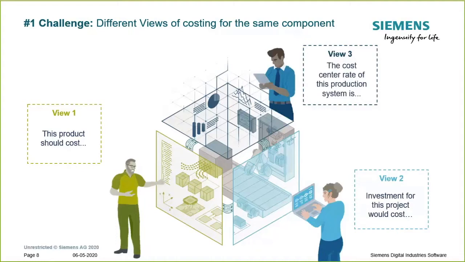The profitability and the controlling will say, okay, the cost center rate of this production system, based on my predictions, the occupancy and so on, the cost center rate will be this. And this data needs to be consistent across usage. We say this because obviously in the greenfield we have various use cases, and all these have to be communicated to customers and suppliers.